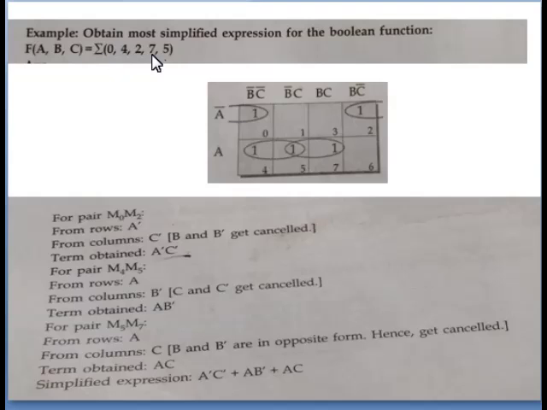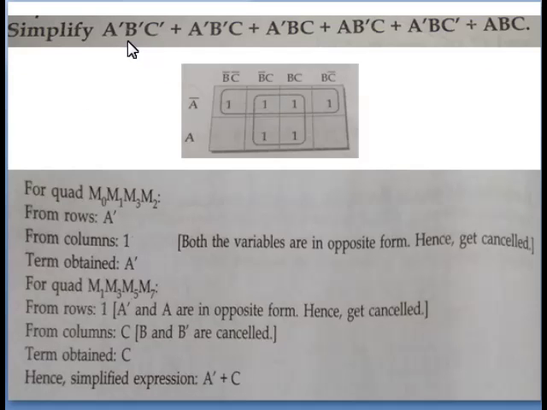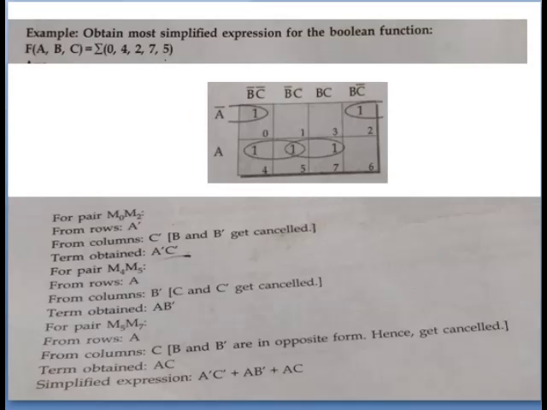In the previous question we saw the variable terms. All the terms were there. In this question you are seeing the numbers. This number means this is the cell number. Okay, these are cell numbers. So after seeing the question we are going to draw the K map.